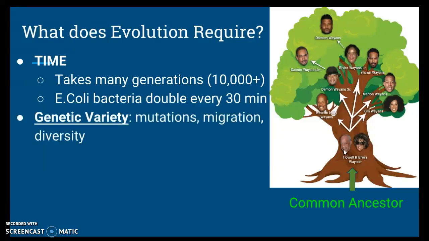We also need genetic variety. Genetic variety could be anything from our skin color, our hair color, our eyes, our height. Those are all genetic variations that we have. It could be the spots on your dog or the hair length on your cat. That's genetic variety. Some of that genetic variety comes from mutations.